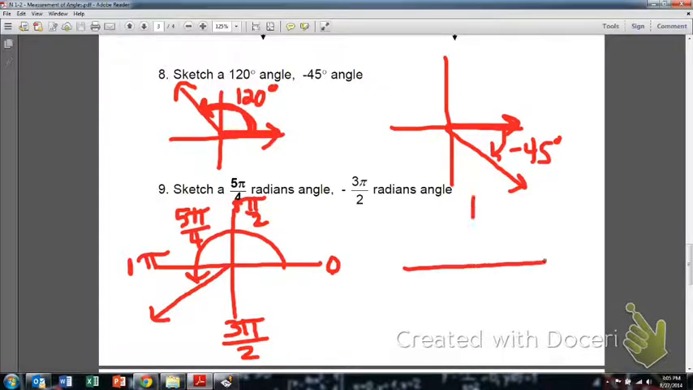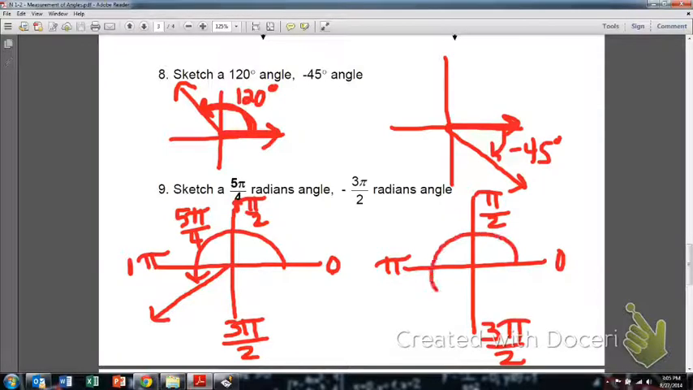Negative 3 pi over 2. If you think about what positive 3 pi over 2 looks like, that can kind of help with this one. Positive 3 pi over 2 would be if we went all the way around to here. So negative 3 pi over 2 would be if we went the same distance but in the opposite direction. It's actually the same as pi over 2.